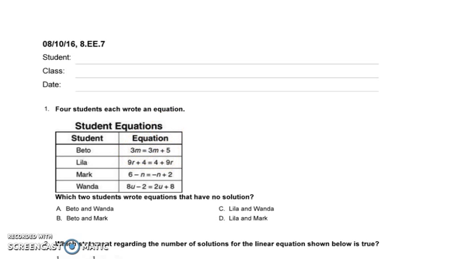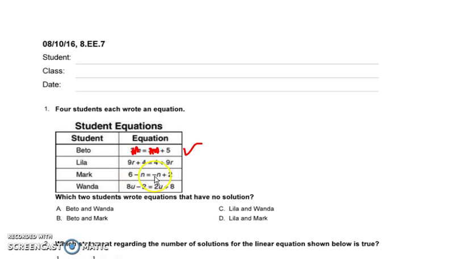If you subtract 3m from both sides, all you get is 5 on one side and 0 on the other. And 0 does not equal 5. So that does not make sense, which means there are no solutions for that one. 9r plus 4 equals 4 plus 9r. That's identical, which means there's an infinite number of solutions.